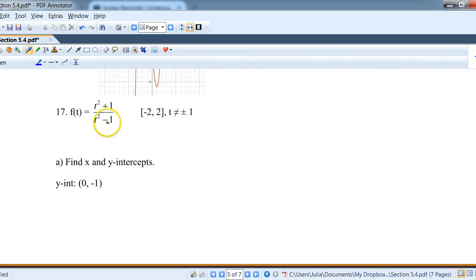The last one is the rational function we actually did in class. There's another one on the homework which is similar. I think it's x squared plus 1 over x squared or something like that. So for this one, we have t squared plus 1 over t squared minus 1. It's actually a little bit easier to find intercepts with a rational function. Interestingly enough, this is one easy step. If you plug in 0, you'll get 1 over negative 1, which is just negative 1.